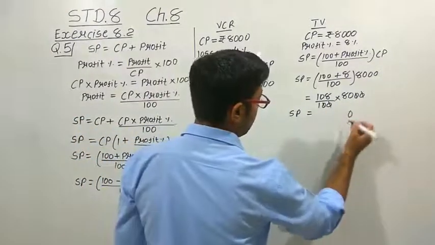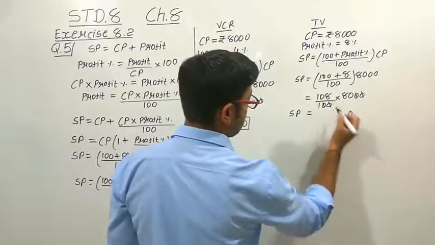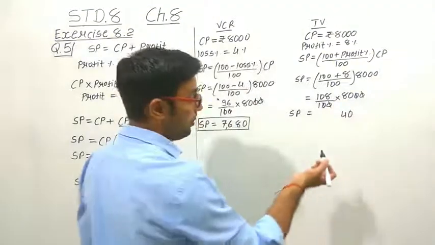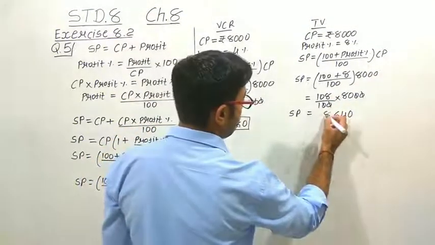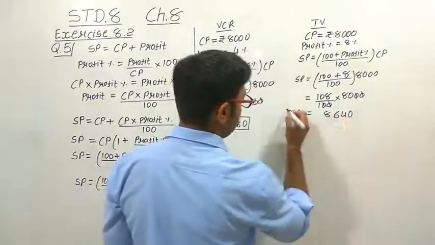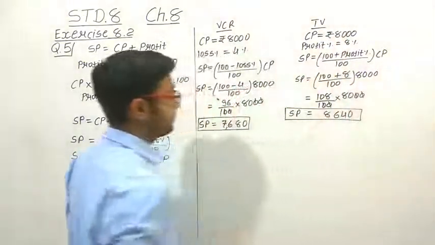So let us put 0 here, then 8 8s are 64, 4 is here, 6 is the carry, 8 zeros are 0. So we have to put 6 itself, and 8 ones are 8. So this is the selling price we get of the television.